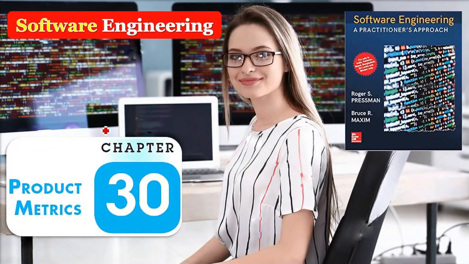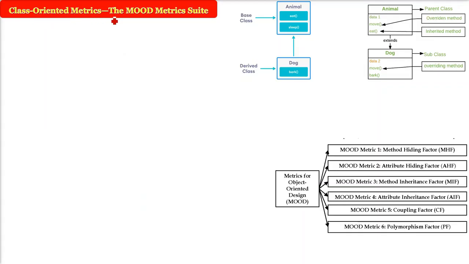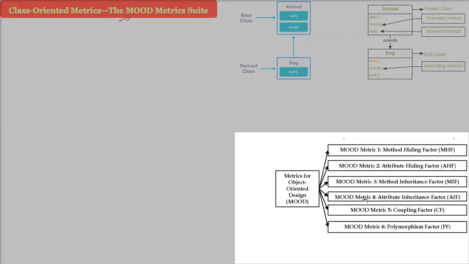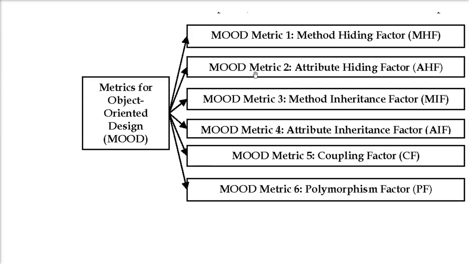In software engineering, we are taking chapter number 30, Product Metrics. Class-oriented metrics: the MOOD metrics suite. Now this MOOD stands for Metrics for Object-Oriented Design. So we will get the number, the quantitative measure for the design, and this is a suite. That is, this is not one metric.